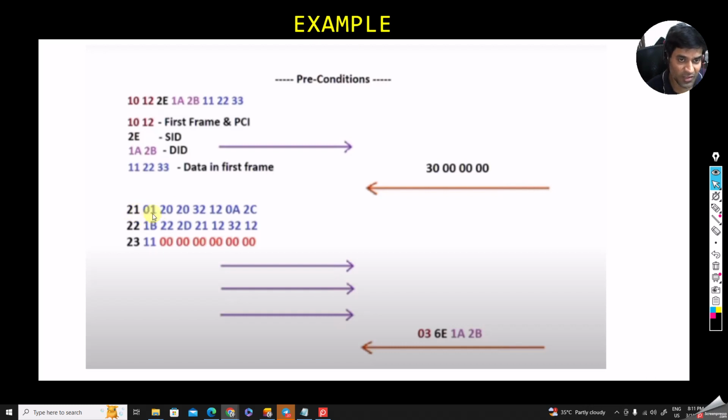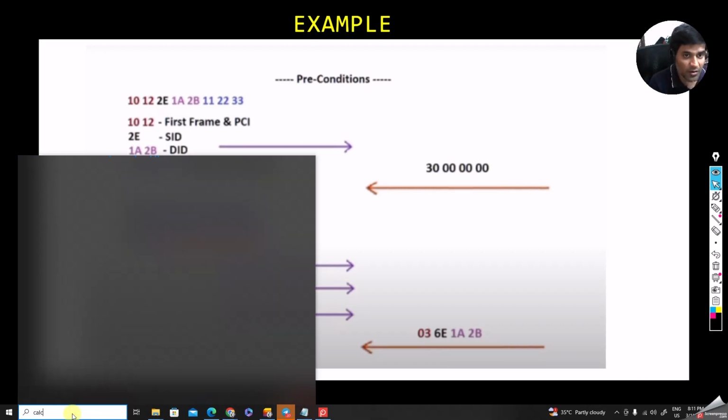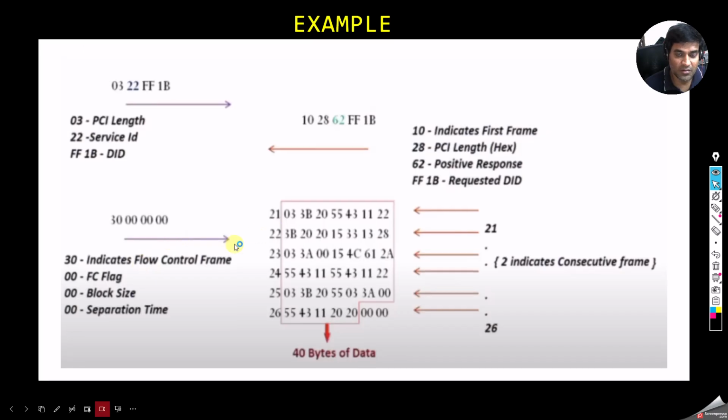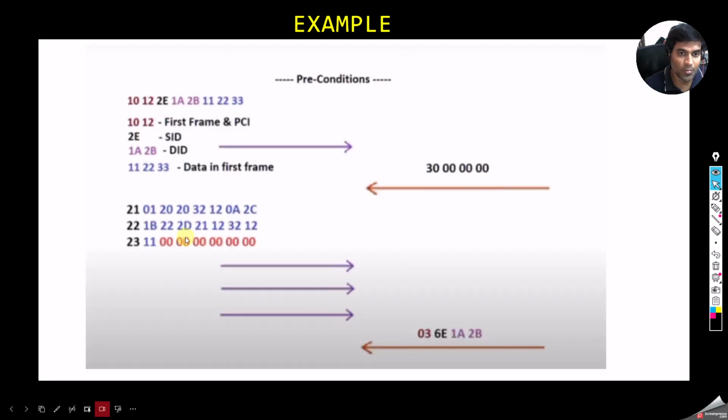So 2 1, then we have the remaining bytes, then 2 2, 2 3. Let's see how many bytes. So this is 7 7 7. Let's go ahead and take the calculator. 7 7 7, I need to go back. 7 7 7, 21, 22, 23, 24. Okay, so 24 bytes. Ideally it should match, so we are sending 24 bytes.